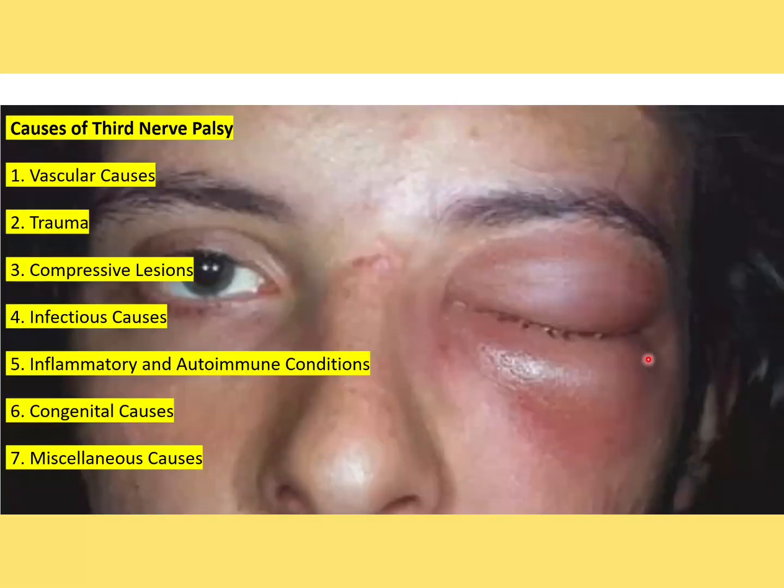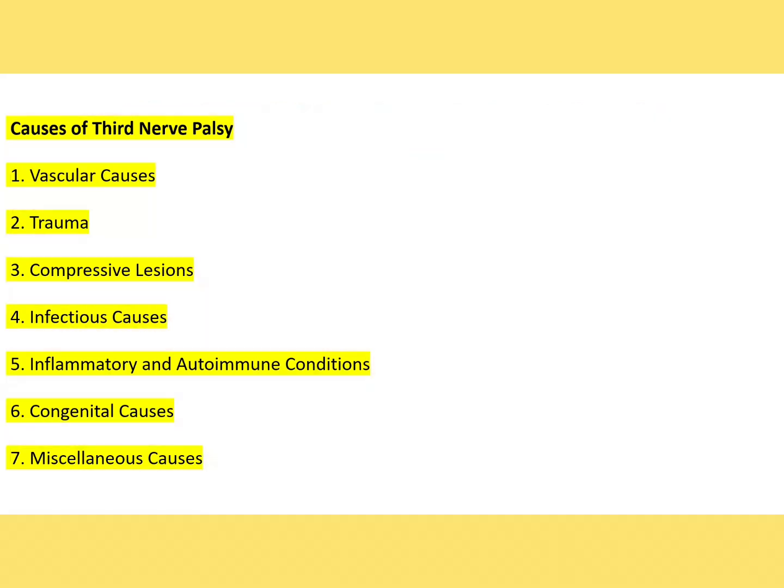Also, among the infectious causes, orbital cellulitis is the key example. Orbital cellulitis is an infection of the tissue surrounding the eye. It can spread and affect the oculomotor nerve. This infection can cause inflammation and swelling, leading to nerve compression and subsequent third nerve palsy. Immediate treatment with antibiotics is very important. Otherwise, restoration of the condition is very difficult in this kind of condition.